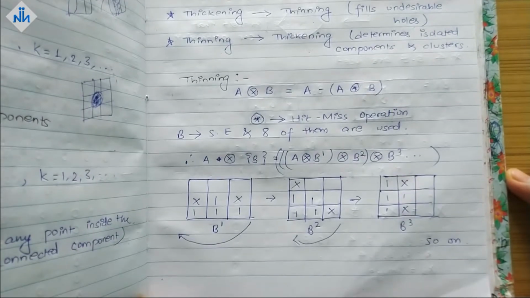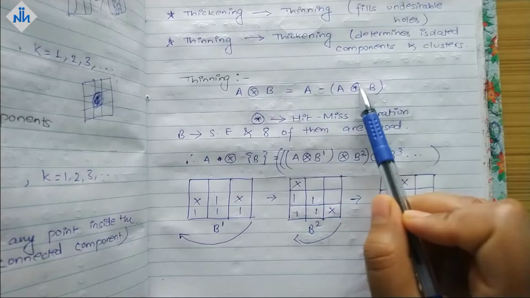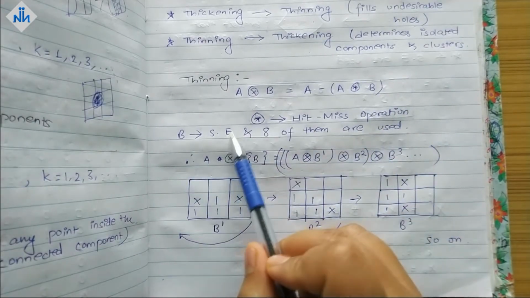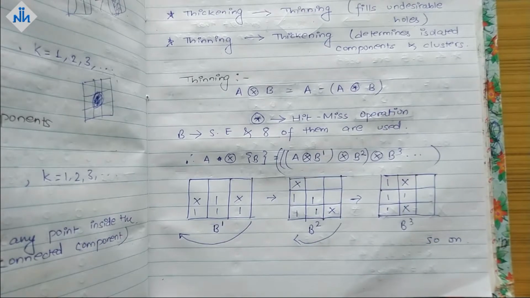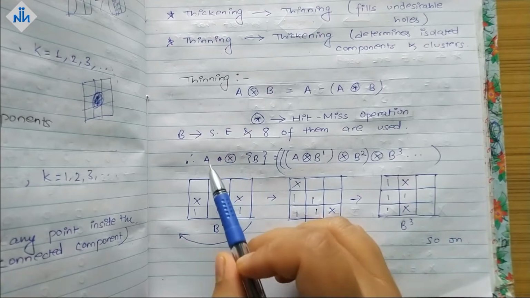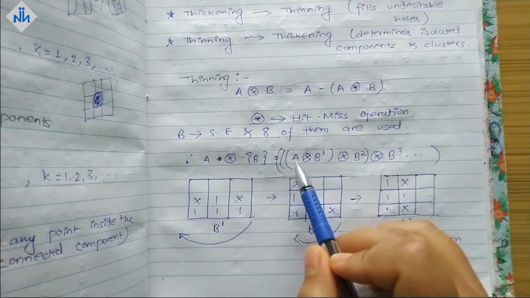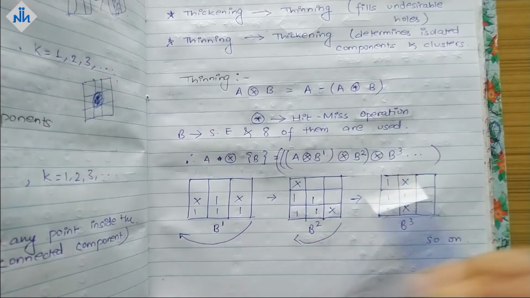So mathematically, thinning, A thinning B is A minus A hit-or-miss B. This is the hit-or-miss operation, and B is the structuring element, and there are 8 of the structuring elements that we use. And at the end what we do is A thinning B basically means A thinning B1, and then with B2, then with B3, and so on.